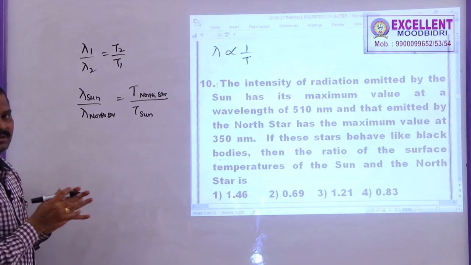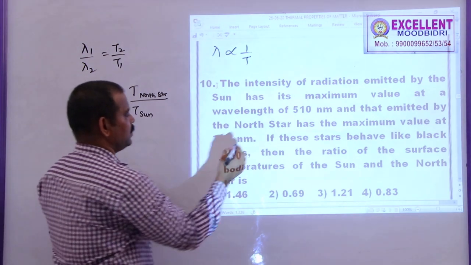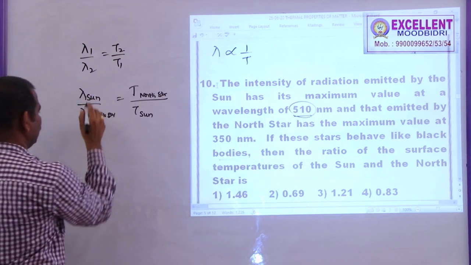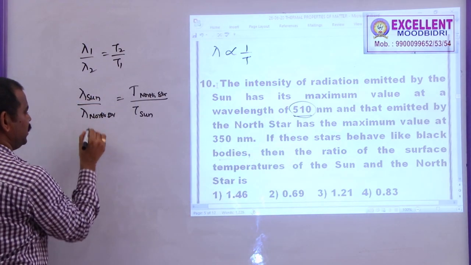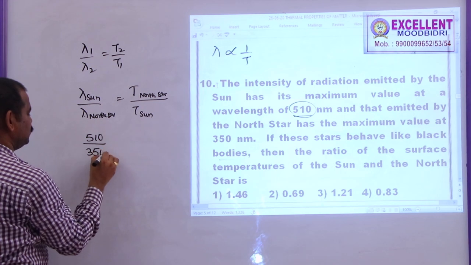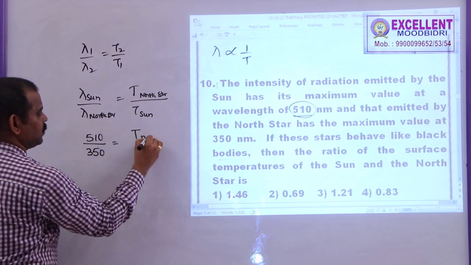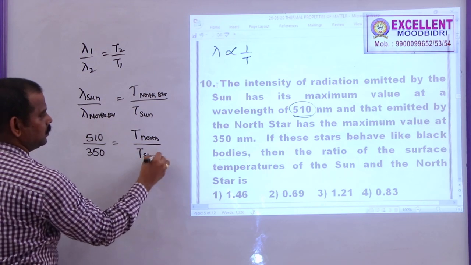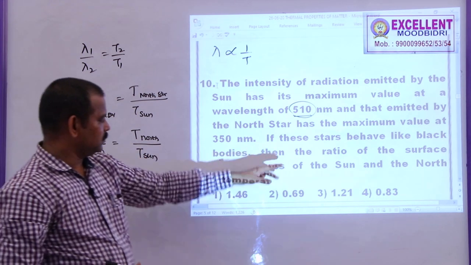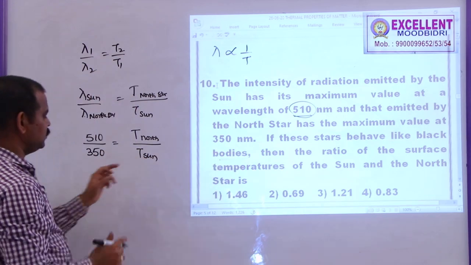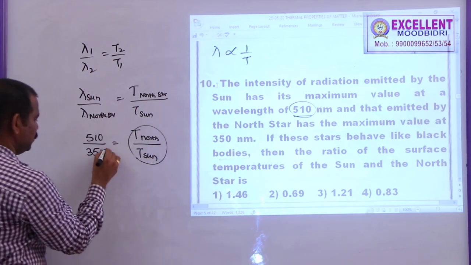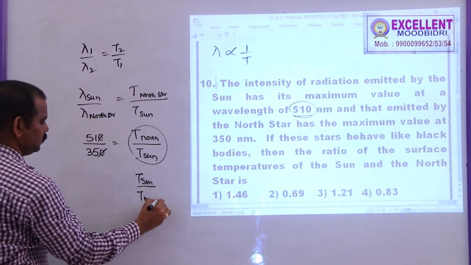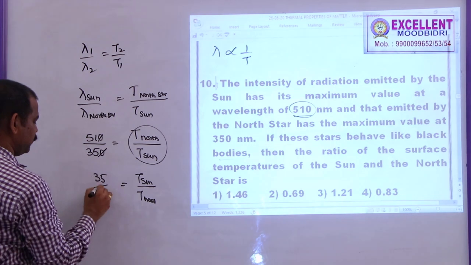Here lambda sun by lambda North Star is equal to temperature of North Star by temperature of sun. So be careful in these type of problems which is given as sun. So this is a maximum value at a value of 510 nanometer, that is sun. So this is 510 by lambda North Star is 350. Temperature of North Star we need and the temperature of sun is this. What they are asking is surface temperature of sun and this one, that means T sun by T North. You can cancel this one. This is T sun by T North Star is equal to 35 by 51.